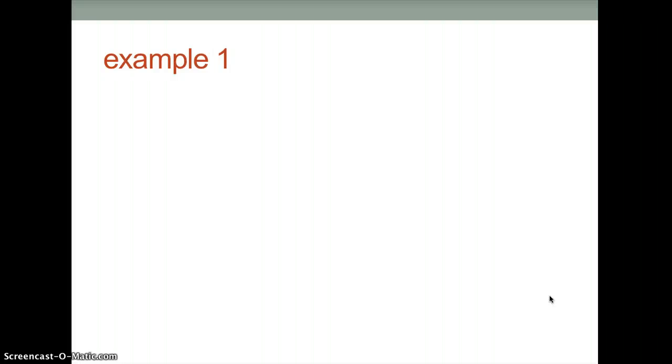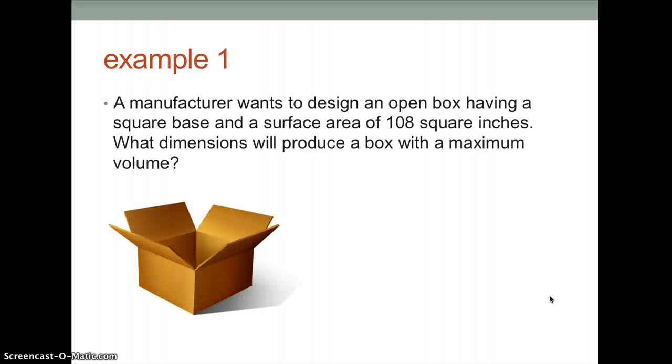So example 1. A manufacturer wants to design an open box having a square base. So if it has a square base, think about what that means about the bottom of the box. And a surface area of 108 square inches. So what is surface area? Remember the box is open, so we don't count any of these flaps at the top. We're only counting the 1, 2, 3, 4, and then the bottom, so 5 sides. What dimensions will produce a box with a maximum volume?